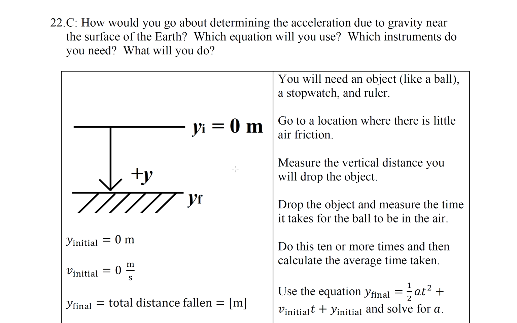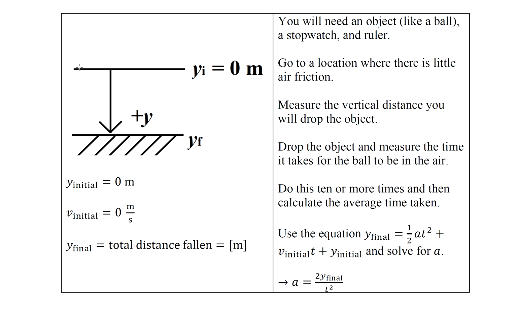Question 22. How would he go about determining the acceleration due to gravity near the surface of the Earth? Okay, so will y initial be above the surface of the Earth? We'll say that's 0 meters. We'll say y final is the surface of the Earth and positive y points down. So y initial is 0, v initial is 0, that means we drop an object from rest. And y final is the total distance fallen.